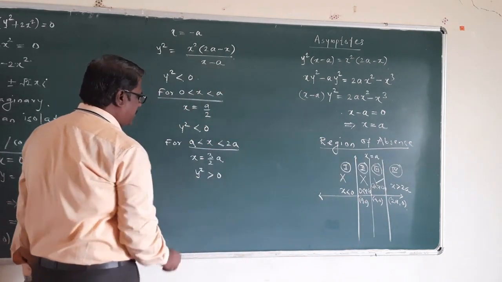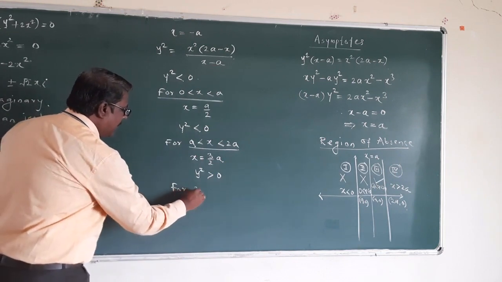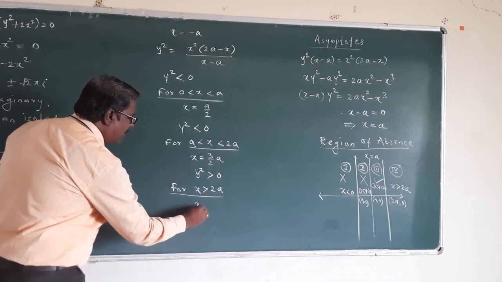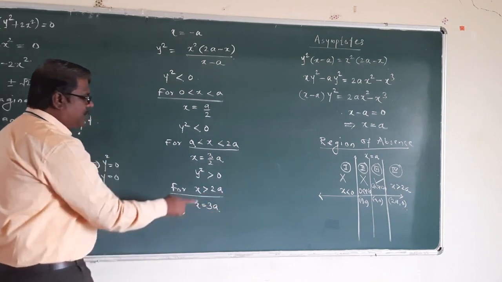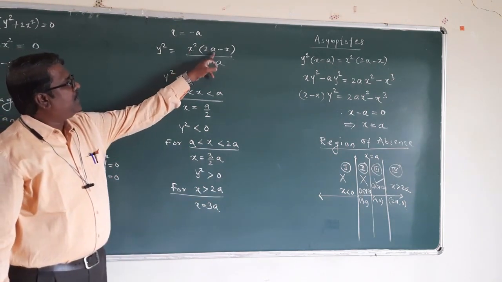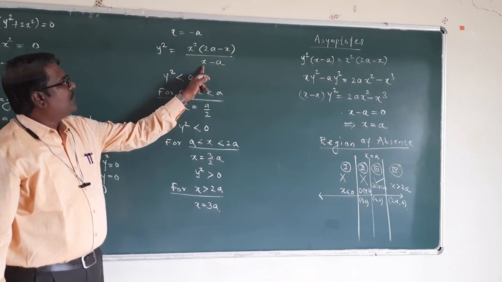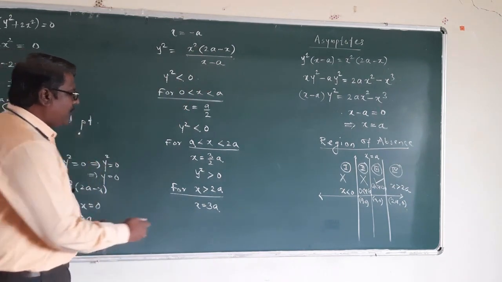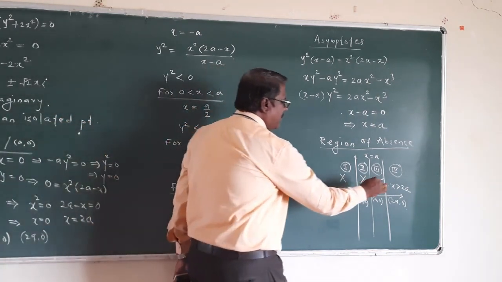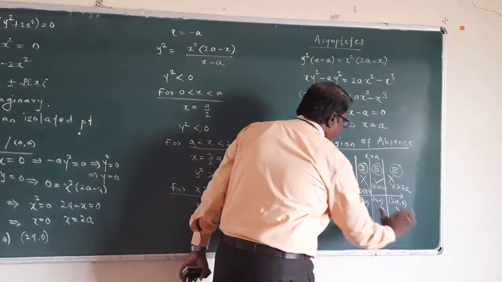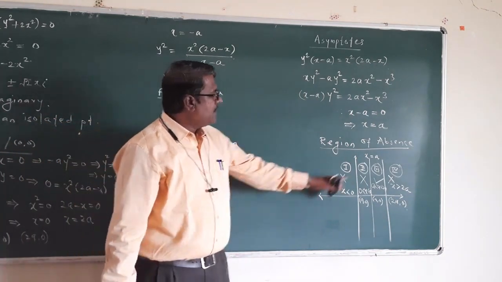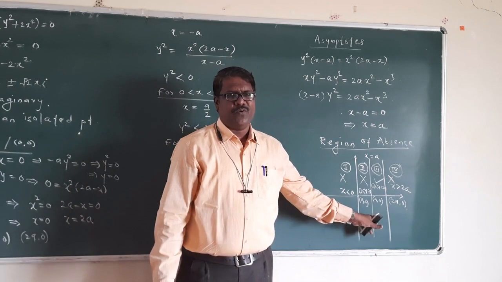And for the last partition, for x greater than 2a, choose the value of x as 3a. If I choose the value of x as 3a, this is positive, this is negative, this is positive, but the whole ratio is negative, therefore y square is less than 0, and therefore the curve is absent in this fourth partition. Is it understood? So the curve is present only in the third partition. Okay.